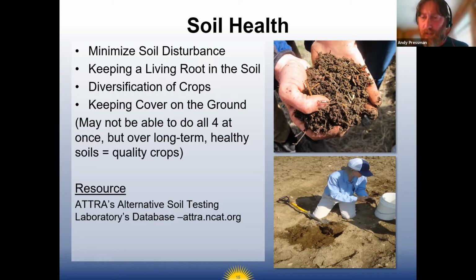Diversification of crops is really important because just like all of us, we like to go to a buffet and pick and choose several different things. And that's exactly what the biology likes as well. If they just have one food source, it's going to create a certain type of system that in time is going to cause some problems. And so I think it's important too to understand that within each of these components, there's a lot we can do, but it could also be overwhelming, and it's probably not all going to happen at once.